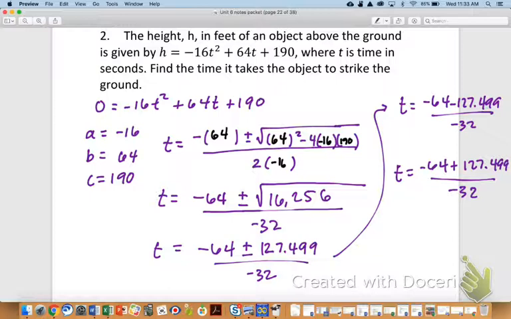Please use your calculators correctly. If you remember, there are some potential issues here with order of operations. Wait, how do you put it in, right, if you want it to go? Put the top in parentheses. So open parentheses, negative 64 minus 127.499.